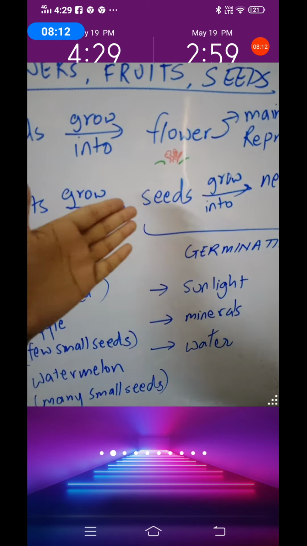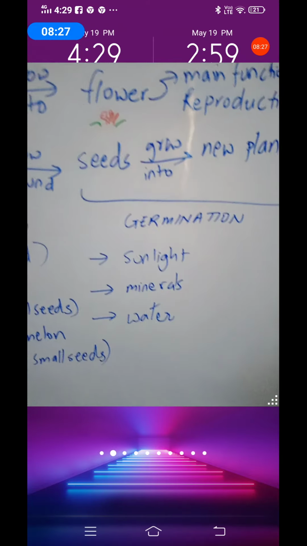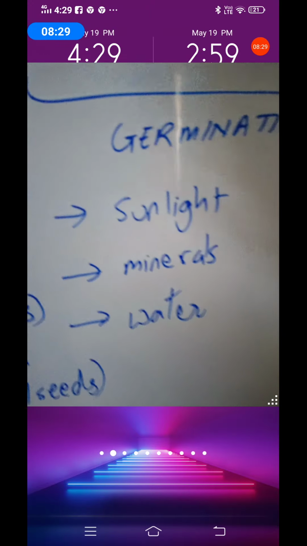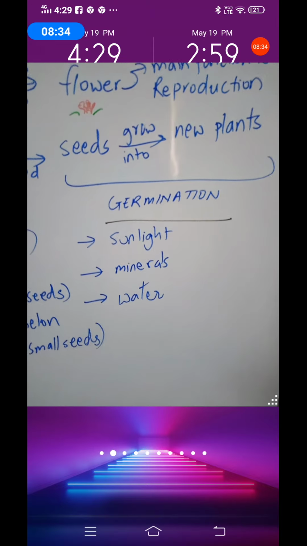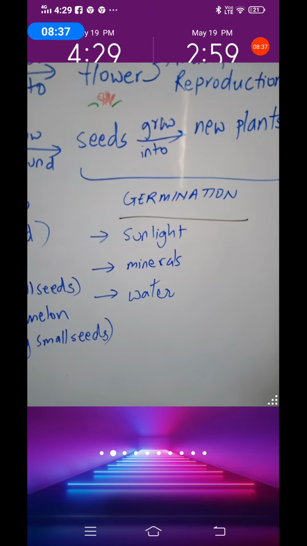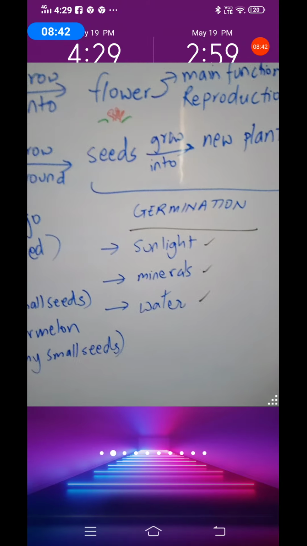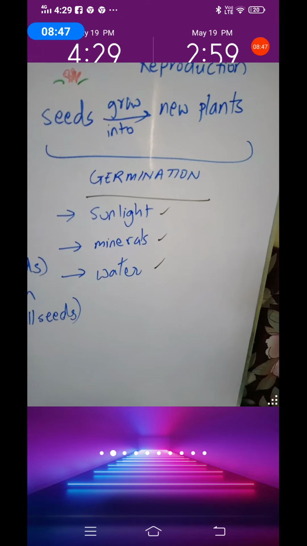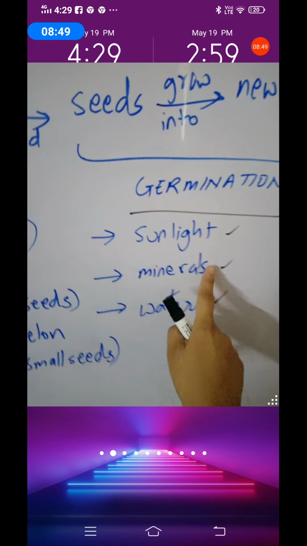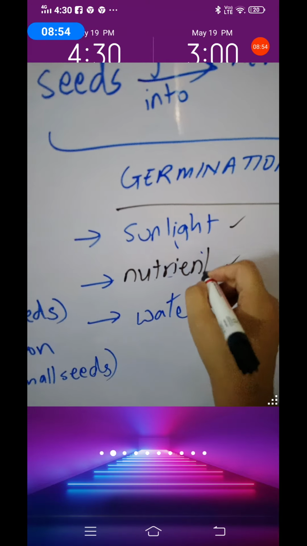This process of seeds growing into new plants is called germination. What is it called? Germination. Seeds growing into new plants is called germination. And when we want to grow seeds into new plants, what is required? Sunlight, water and nutrients. Okay. Just remember sunlight, water and nutrients.